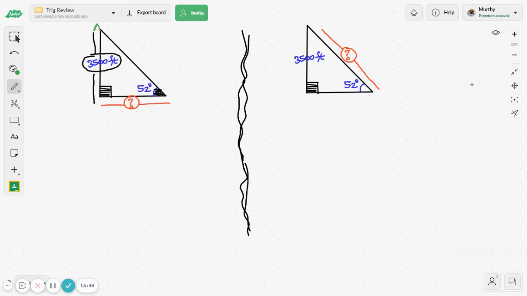Let me label this as A, B, C. Angle C is given, and this one is the opposite side, and I know that this is the hypotenuse. In fact, there is nothing to do with the hypotenuse in this question, so let me strike it because it is of no use. It leads to unnecessary confusion.